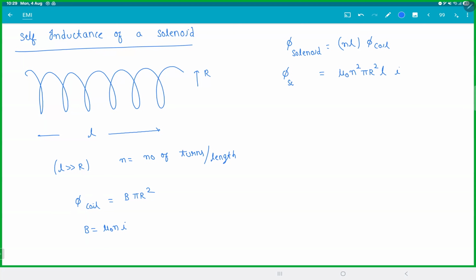This is the flux in the solenoid. But we know flux is nothing but Li. I will cancel. We get L is equal to mu naught n squared pi R squared l. You should definitely mug up this. This is a direct CET level question. They'll ask you what is the self-inductance of a solenoid and you just put the formula. Also there in boards.